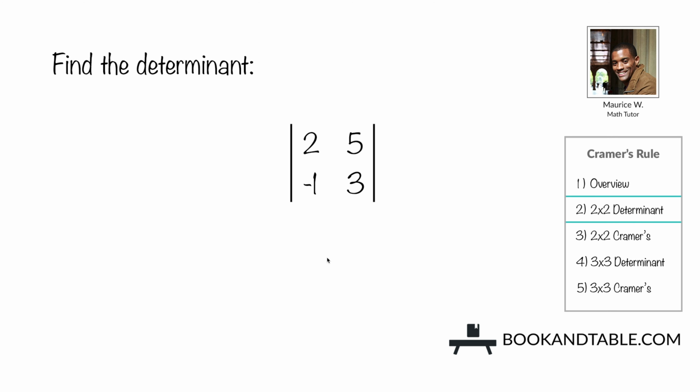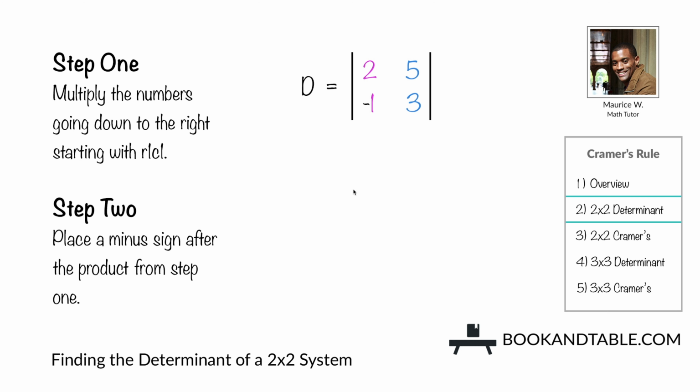So let's walk through an example from the start. We have a 2x2 matrix, and we're asked to find the determinant. We have 2, -1 in column 1, and 5, 3 in column 2. So step 1, multiply the numbers going down to the right, starting with R1, C1. The first row is furthest to the top. The first column is furthest to the left. So that would be positive 2 here. And we want to multiply the numbers 2 and 3. So we're going down to the right. So we have 2 times 3.